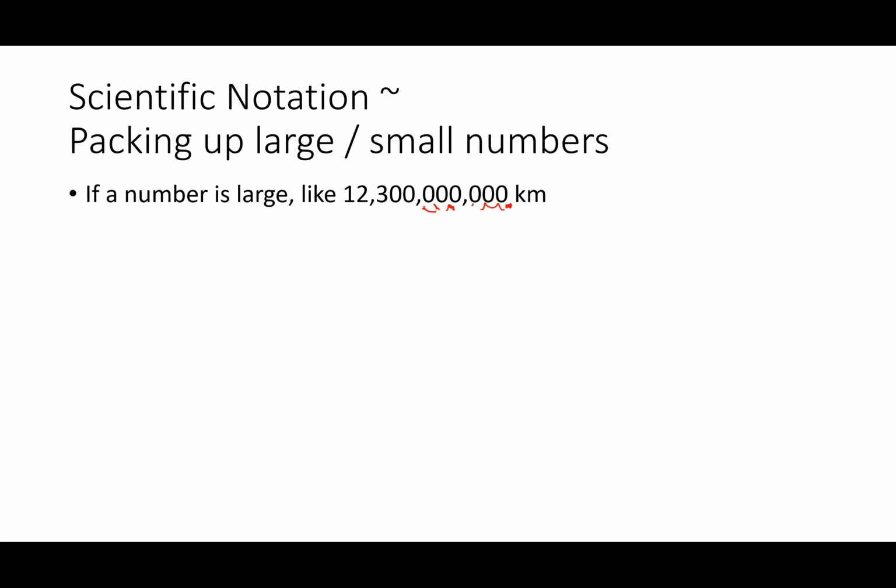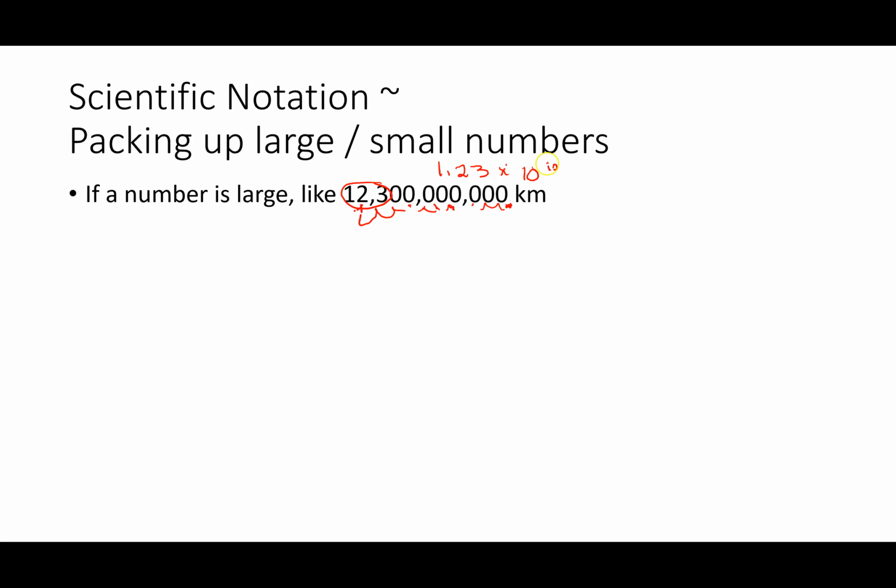I'm counting as I move it. 7, 8, 9. I'm going to move it one more place. So my number between 1 and 10 is 1.23. And the number of places I moved it was 3, 6, 7, 8, 9, 10. I moved it 10 places. So 1.23 times 10 raised to the number of places I moved it, which is 10.